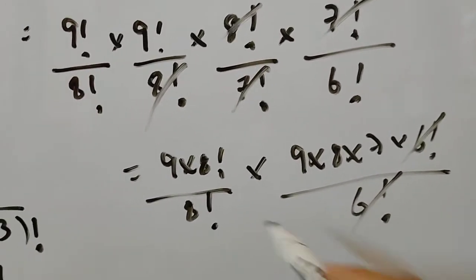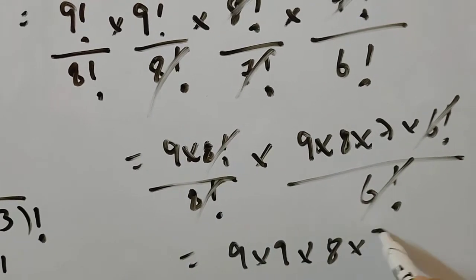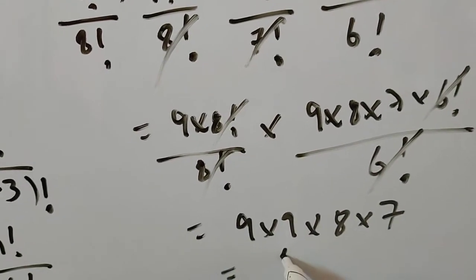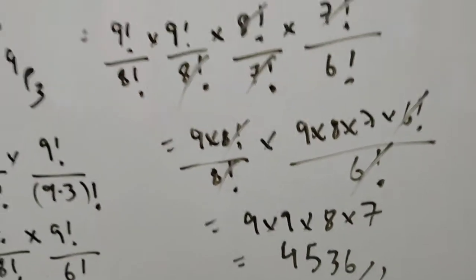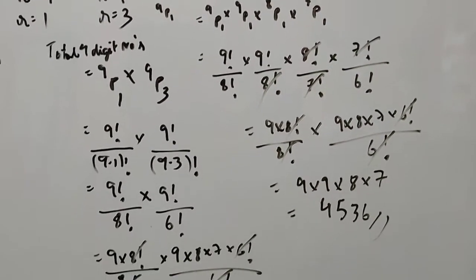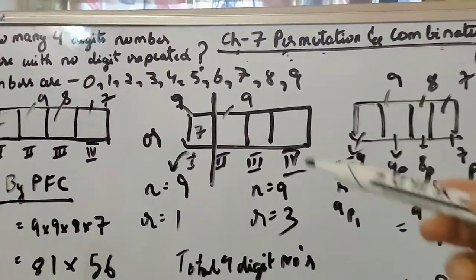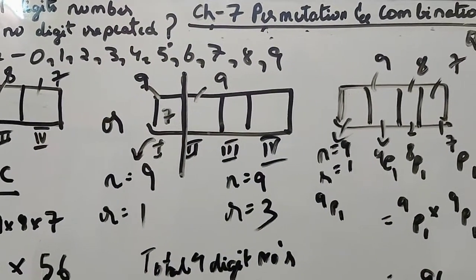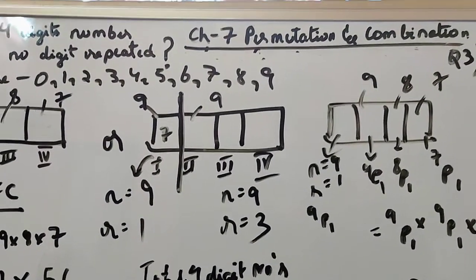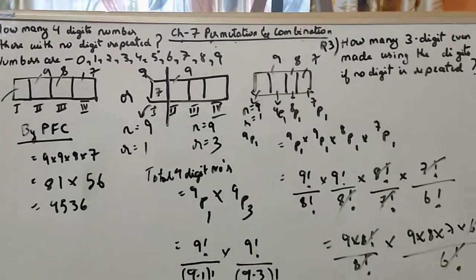Cross. So this 8 cancelled. So 9 into 9 into 8 into 7, which will again give you 4536. Same answer, you will get the same answer. It is better to do it this way: consider all the 3 and then put r, like question number 1. So I hope this one is clear to you.